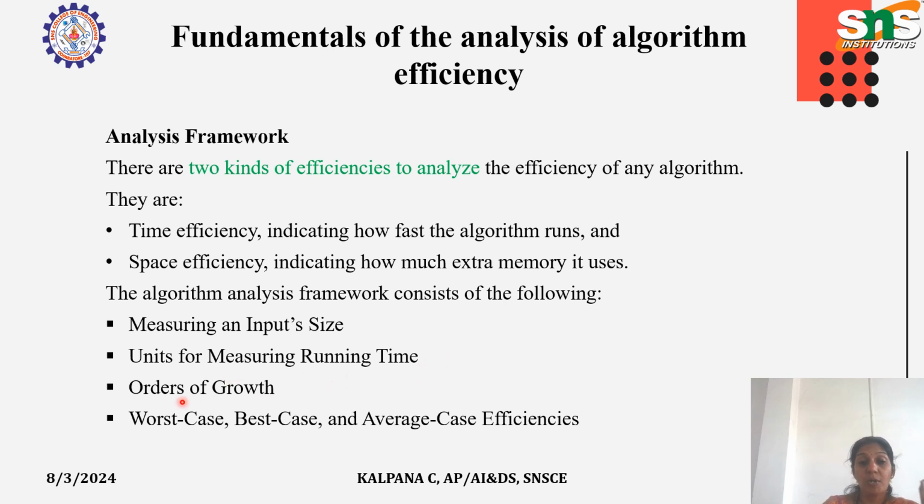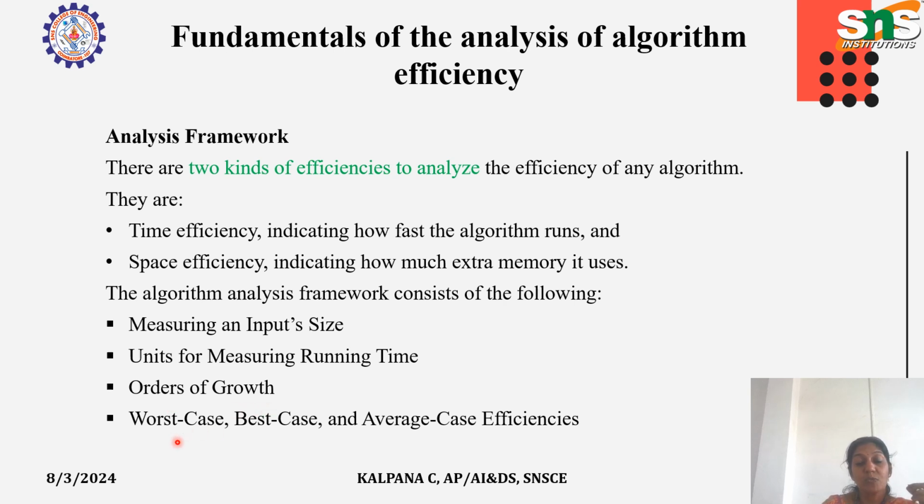And next is order of growth. We have inputs, and based on those inputs, the time consumption varies. If I increase my input, obviously the time complexity also increases. So this represents my order of growth.